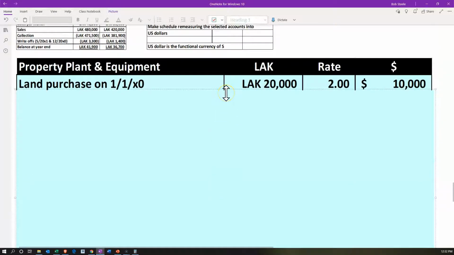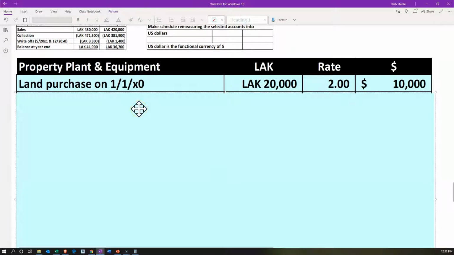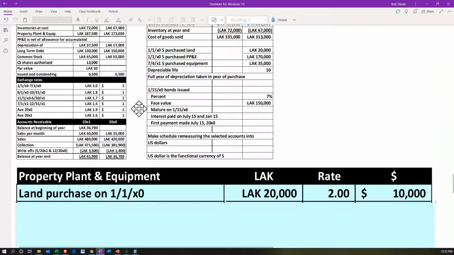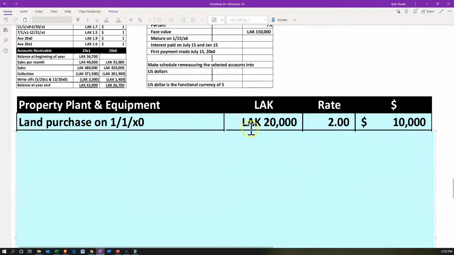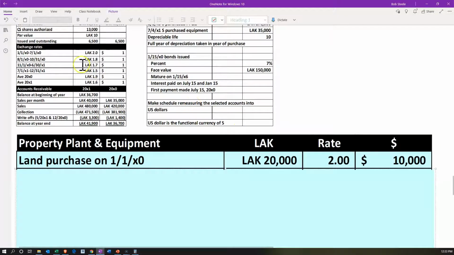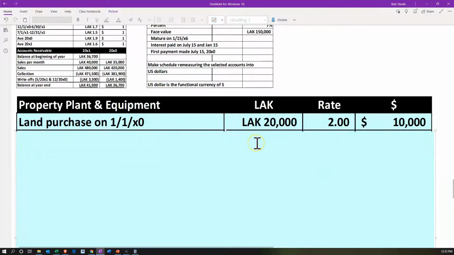Okay. So now the land was purchased, so we're going to go through our land purchases now. We got the purchase of land that happened, and then we're going to go through land purchases and property, plant, and equipment. So then we had the 2 property, plant, and equipment. We're going to start off with the land. Now land is easy because we don't have any depreciation related to it, which is nice. So we're going to say the land was purchased on 11x0 for 20,000, and the rate at that point in time, as we can see up here, is 2. So that's going to give us our 10,000.